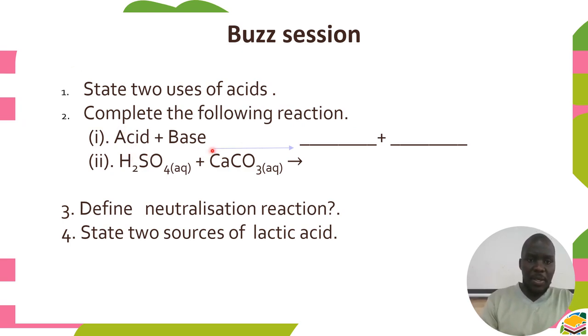We have an acid here, a base. What is going to come out from here? So here we have an arrow. An arrow indicates that we need to come up with the products which are going to be formed when an acid and a base react. So we have an acid here, sulfuric acid, reacting with calcium carbonate. What will be the product? The other one is define neutralization reaction, state 2 sources of lactic acid.